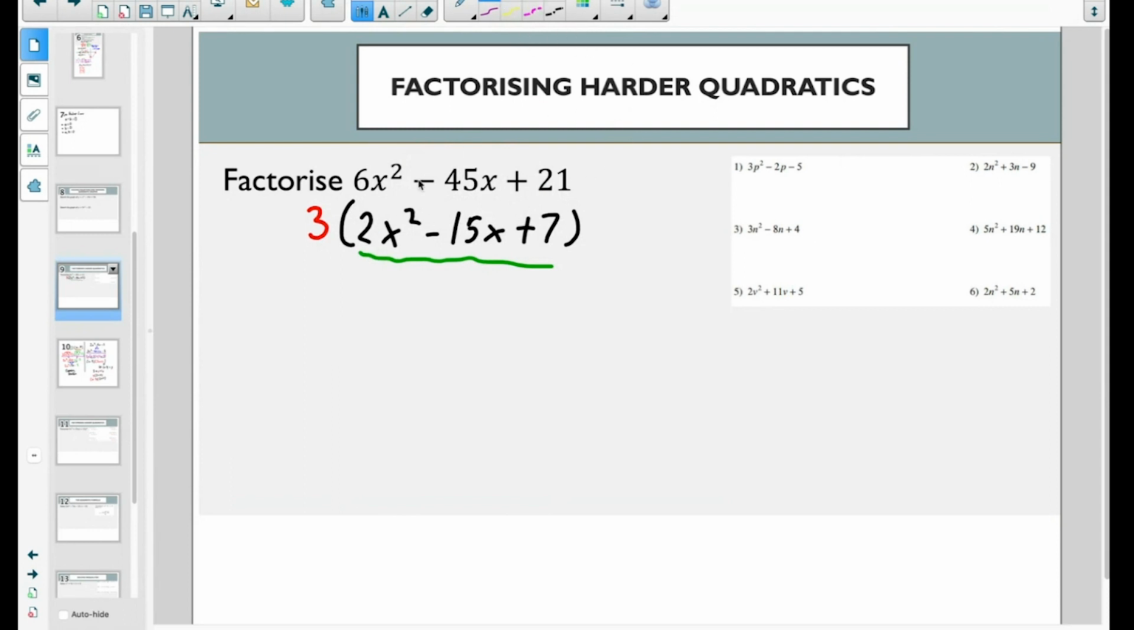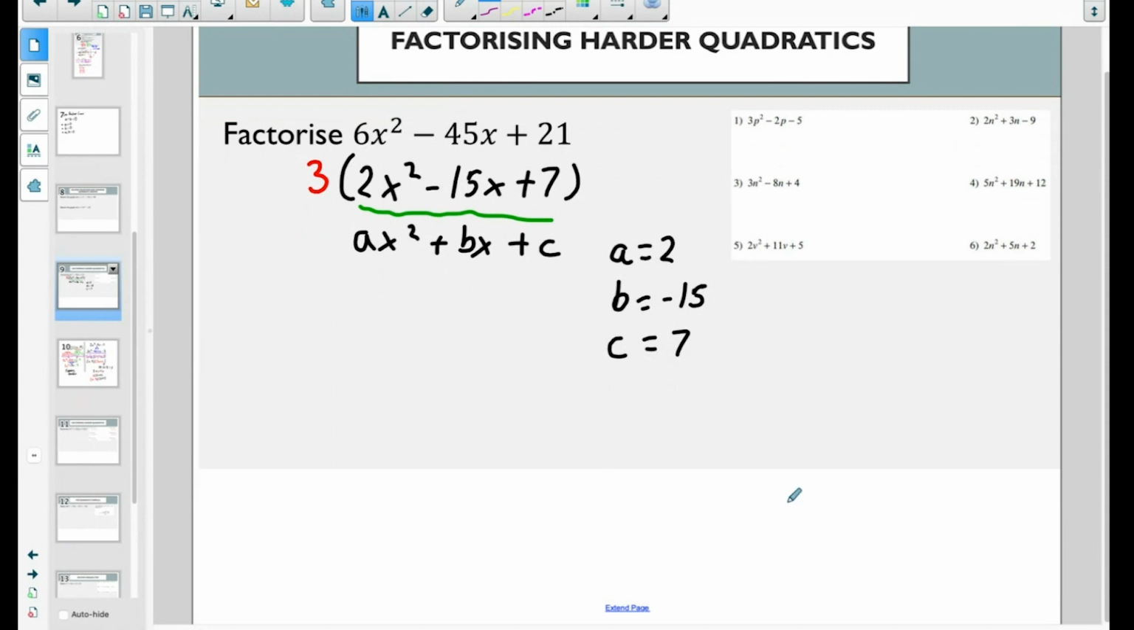Okay, so we're going to look at this and compare it to ax squared plus bx plus c, and we're going to find our three parameters. So we can say that a is equal to 2, b is equal to negative 15, and c is equal to a positive 7. This is where I want people to be pretty consistent with what they write down, and these are typically the steps that I take. We want something times something to be equal to a times c.